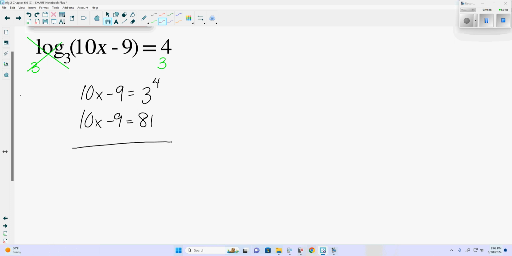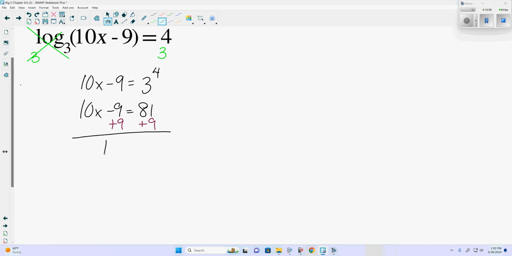What would we do next to solve for x? Add 9 to both sides. Plus 9, so 10x is equal to 90. And lastly, we would divide both sides by 10.